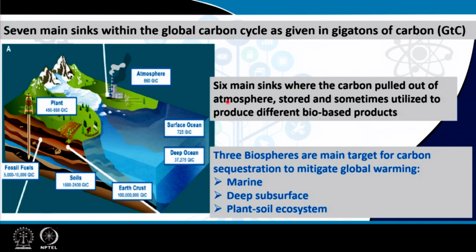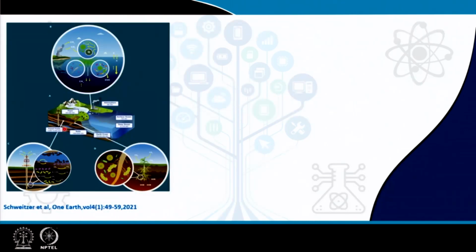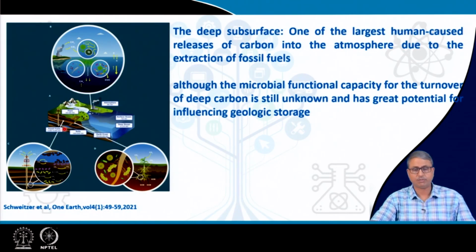And the 3 biospheres. So, these 6 sinks together we can think of converging into 3 biospheres, which are considered to be the main targets for carbon sequestration to mitigate global warming. These are the marine system, that is oceanic, both the surface ocean and the deep ocean; the deep subsurface of the terrestrial crust, or the earth crust; and the plant soil ecosystem, where the entire soil is found to be the major part of the biome, where the carbon can be sequestered and can be utilized or converted to some form. Now, let us see these parts in a little more detail.